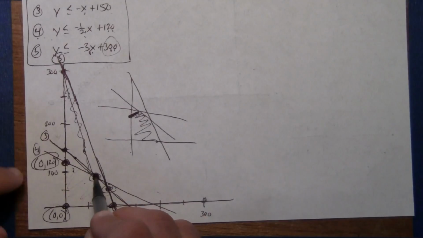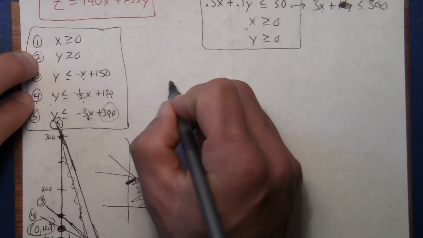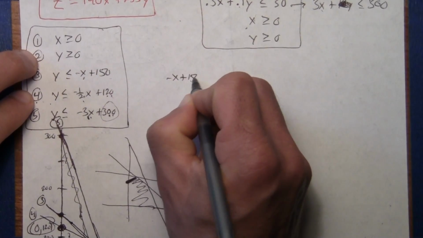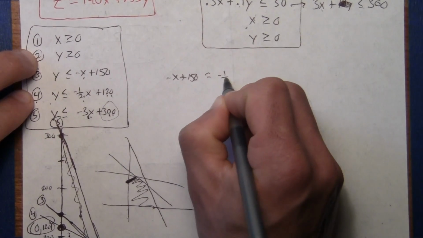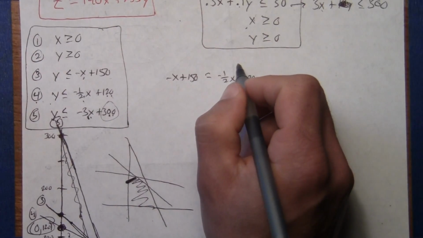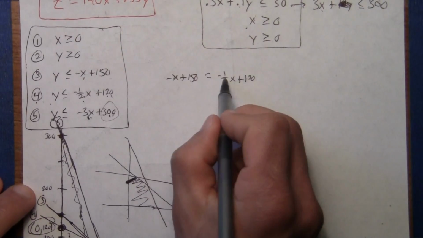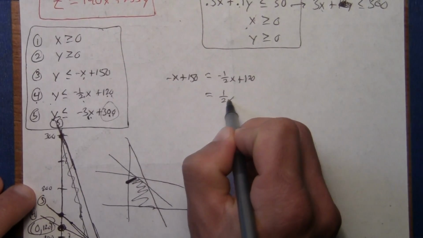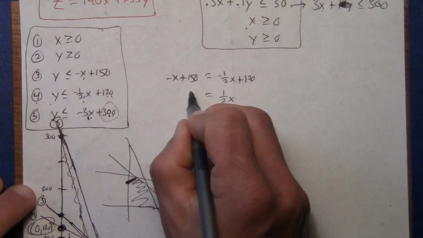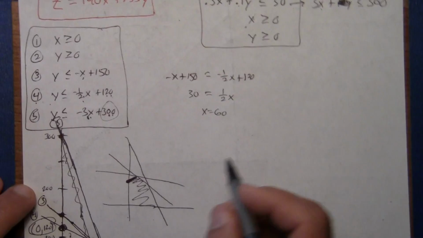Looking at this one, it's equations 3 and 4 that are intersecting here. So I'm going to take equations 3 and 4, set them equal to each other, and go ahead and solve. So I'm going to add 1x over to the right, which will give me a positive 1/2, subtract 120, which will give me 30, multiply both sides by 2, and I get x equals 60.